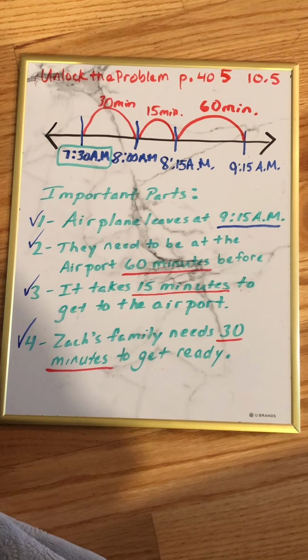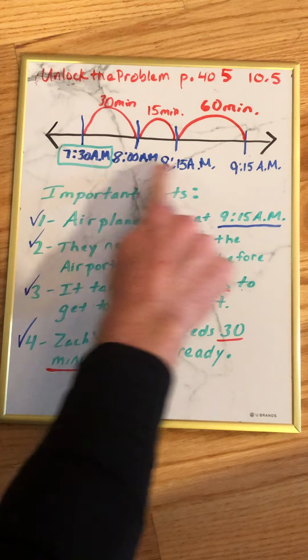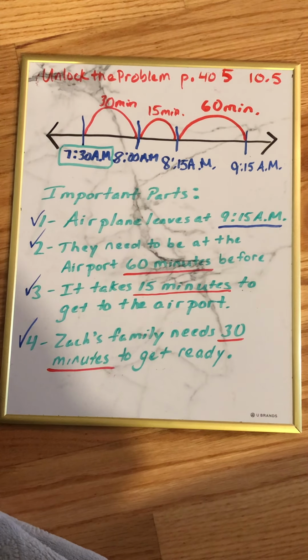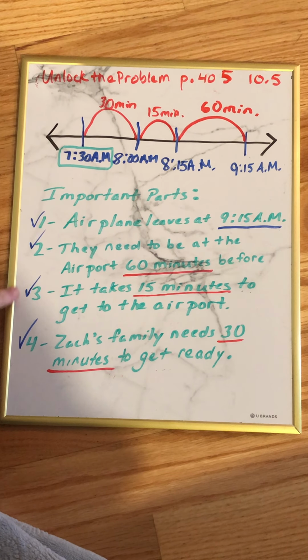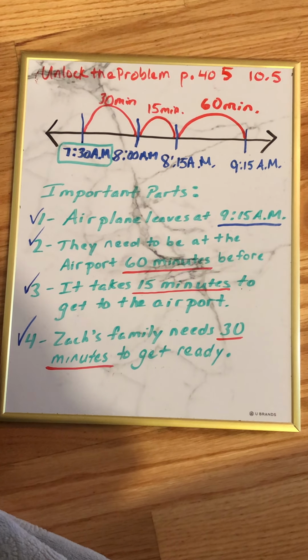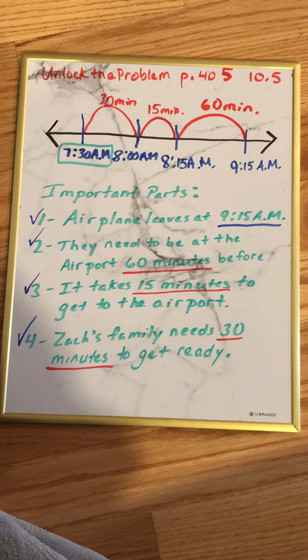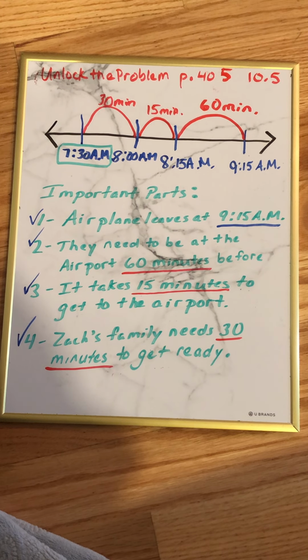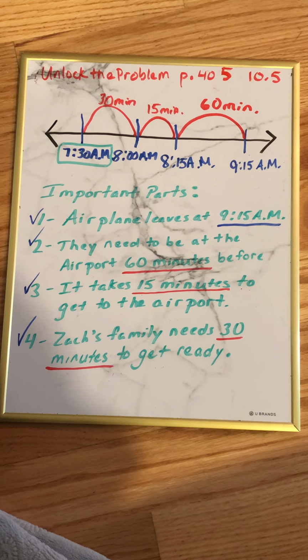So, again, what are we doing? We're just drawing ourselves a diagram. We're taking into account all the important aspects of the word problem. We're underlining the important parts, as we say in room 219, to try to solve the problem.